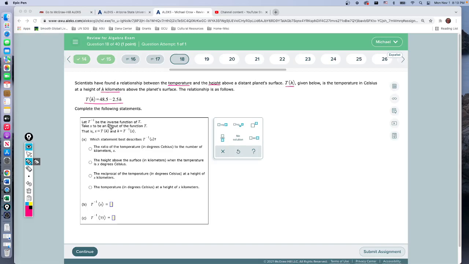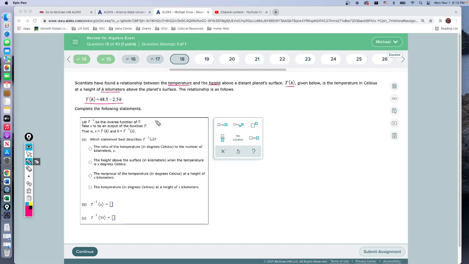Let T inverse be the inverse function of T. Let x be the output of the function T. That is, x is T of h, and h is T inverse of x. Which statement best describes T inverse? Well, before I go trying to describe T inverse, I'm going to have to find the inverse. Why don't we go ahead and do that part, and then maybe this will all make sense.